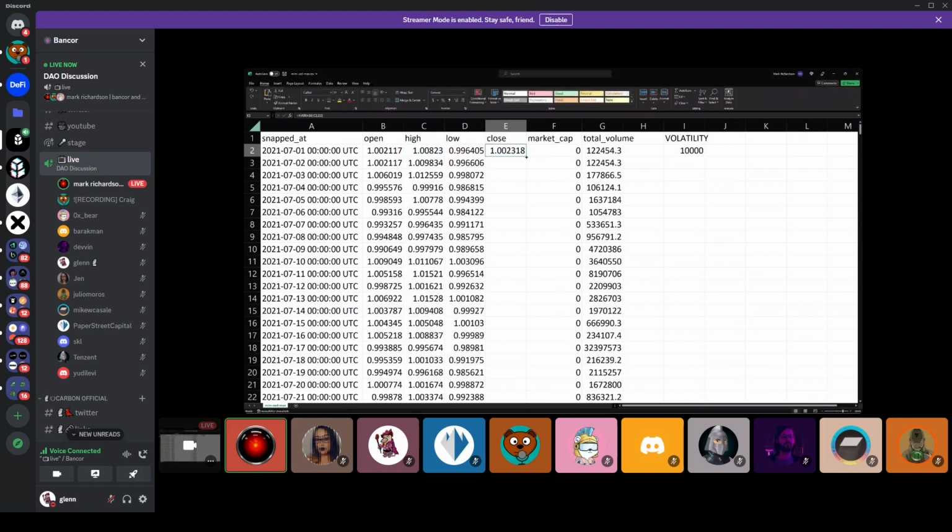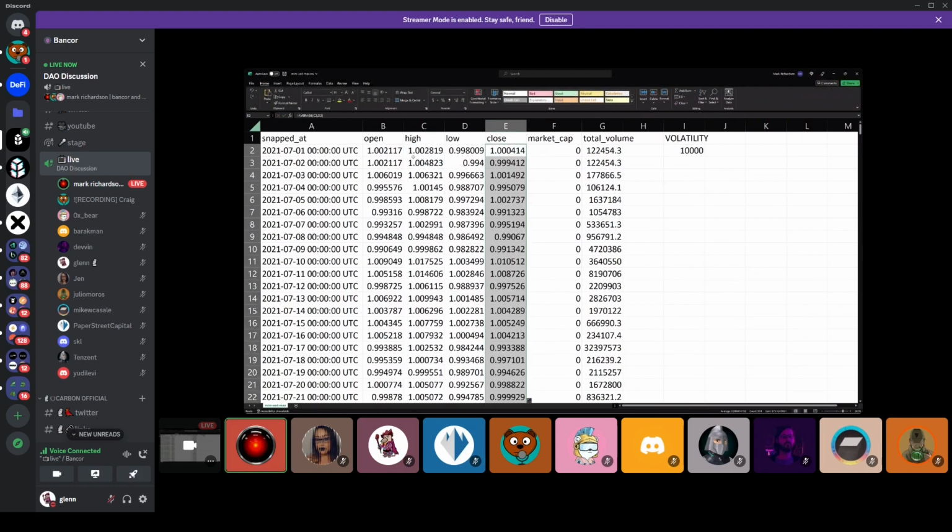Okay, and now what we've done is we've generated 4x more data. And we've also got this volatility now that would actually help Uniswap V3 generate more fees in the simulation.